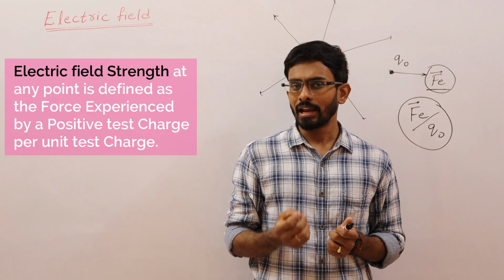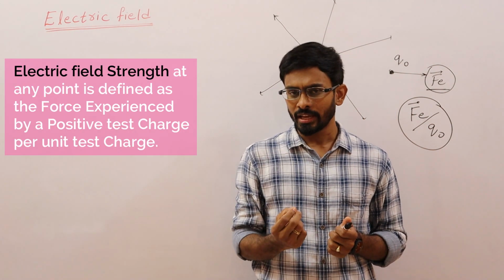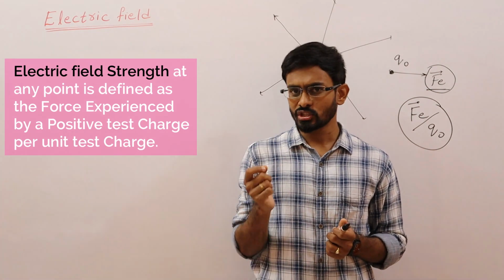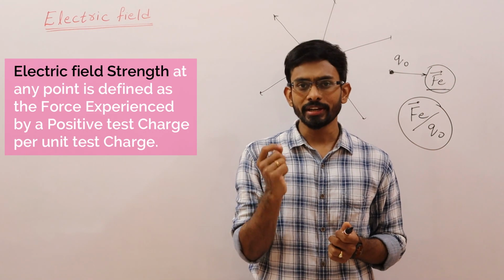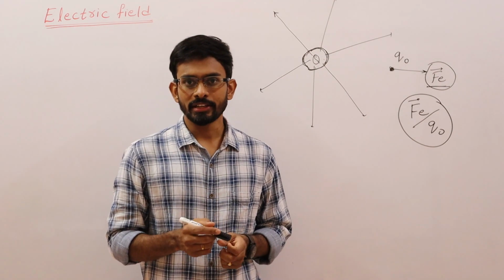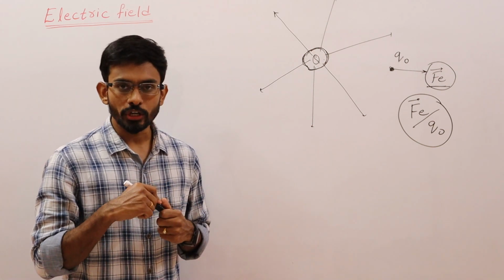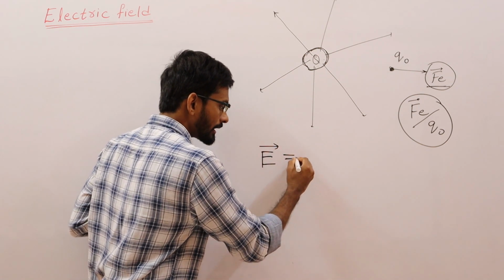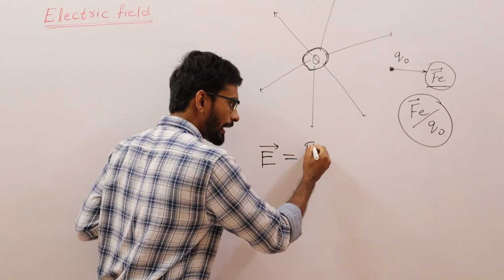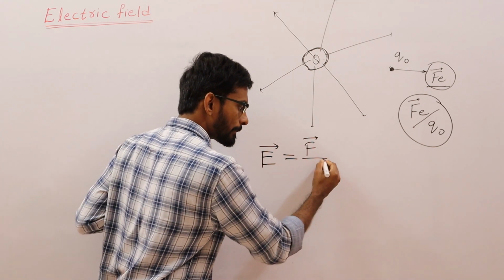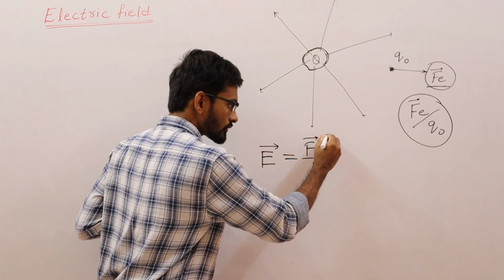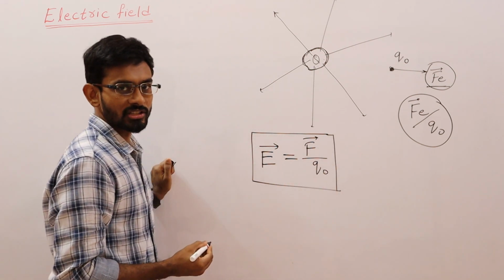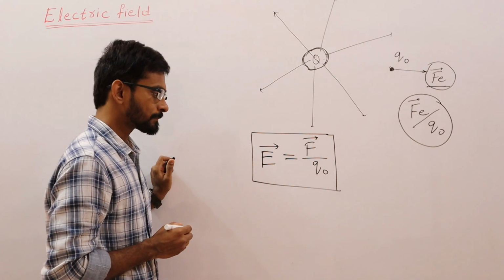So we can define electric field strength or intensity as the force experienced by a positive test charge per unit test charge. Electric field is a vector quantity and it is denoted by E bar. So E bar is equal to F bar, that is, electrostatic force per unit test charge. This is how we can define electric field strength or electric field intensity.